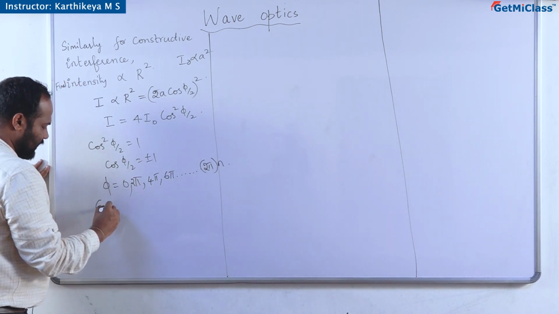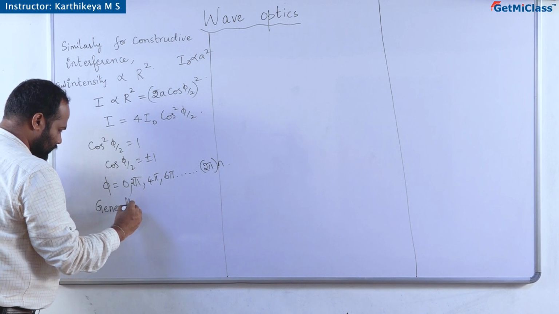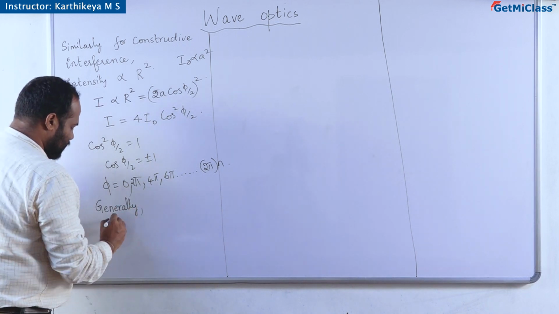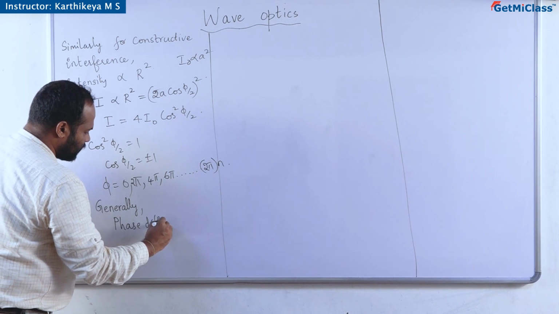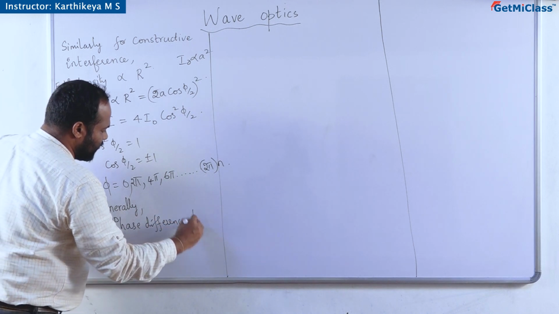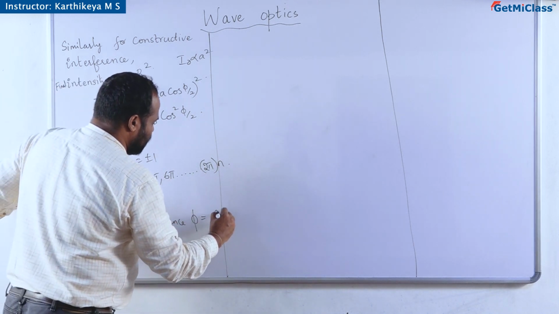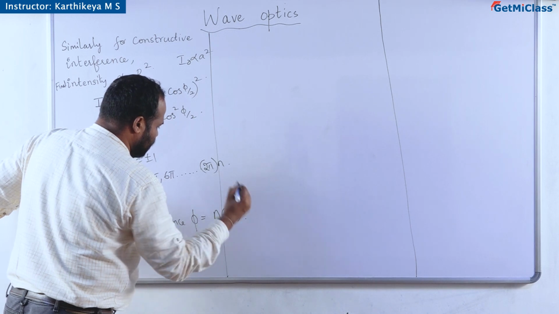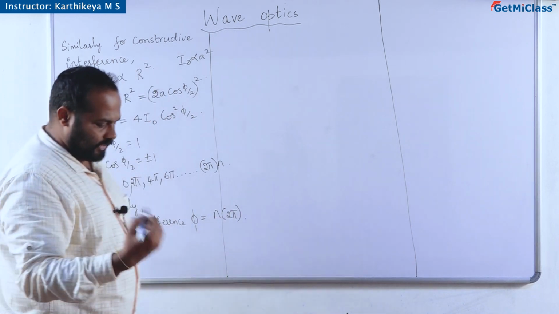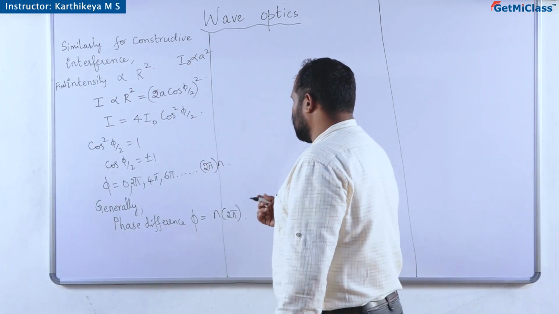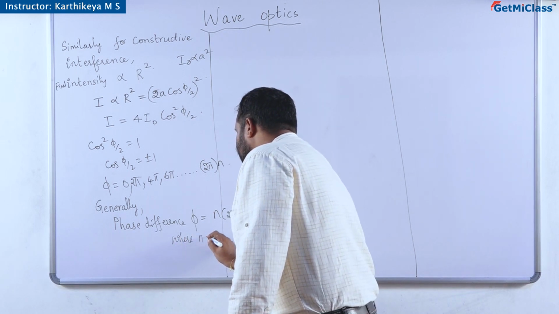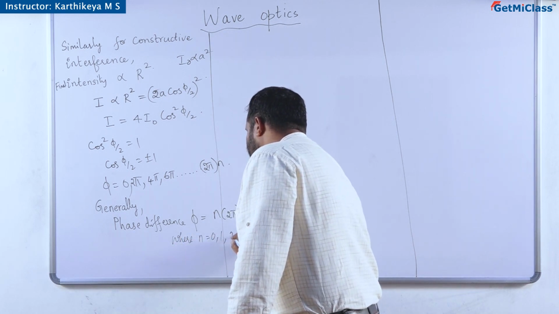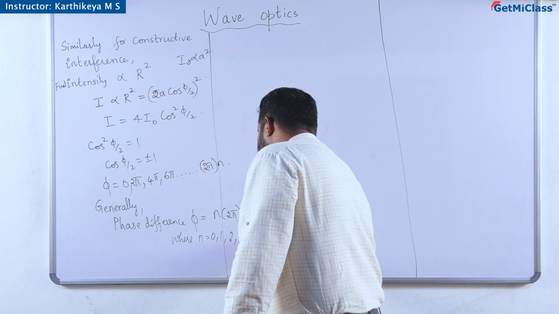So generally, the phase difference phi between the waves should be n into 2 pi, or it should be 0, where n is an integer, where n is 0, 1, 2, 3, and it goes on.